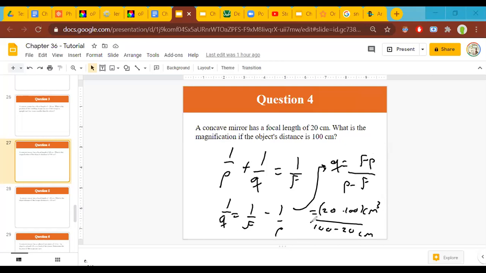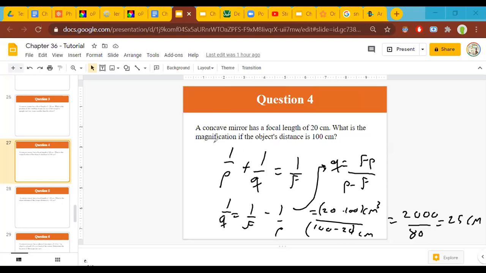Let me put brackets around that. This is going to give you the image distance. So you have 2000 divided by 80, which should give you an image distance of 25 centimeters. Note that the answer is positive. That tells you that the image is real, just as we expected from what we saw in the applet. And note that the focal length is 20 centimeters. So like we expected, the image is close to the focal length.